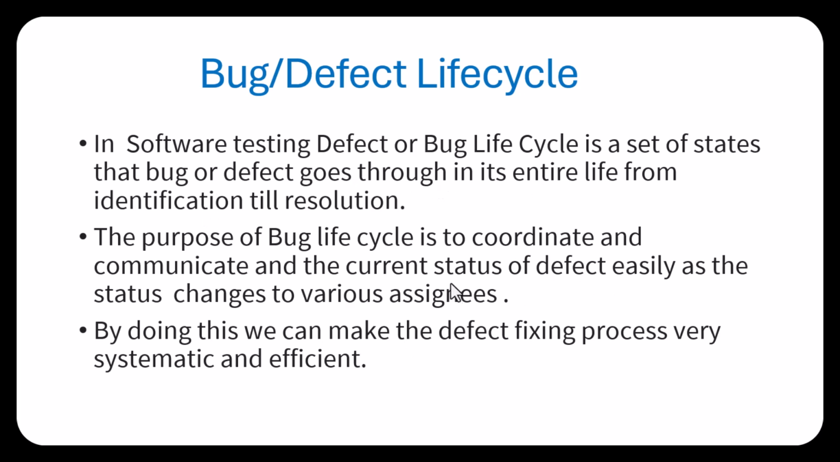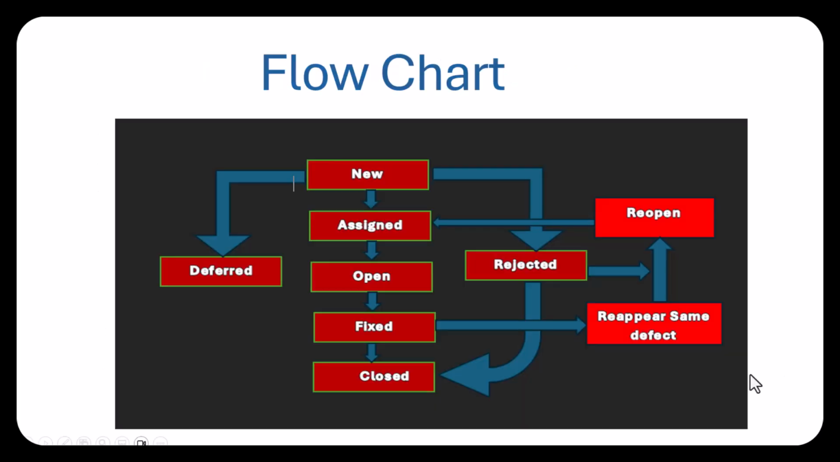It means the total lifespan of a bug, its entire life from identification till resolution. The purpose of the bug life cycle or defect life cycle is to coordinate and communicate the current status of the defect easily between the development and testing team. And by doing this particular life cycle process, we can make the defect fixing process a very systematic one. That's why we are using this particular life cycle.